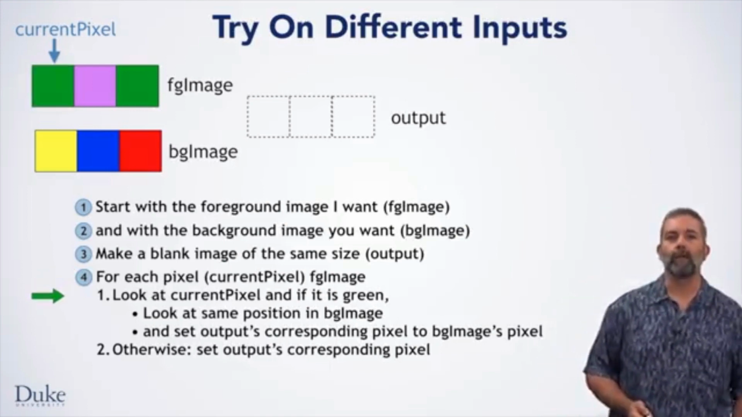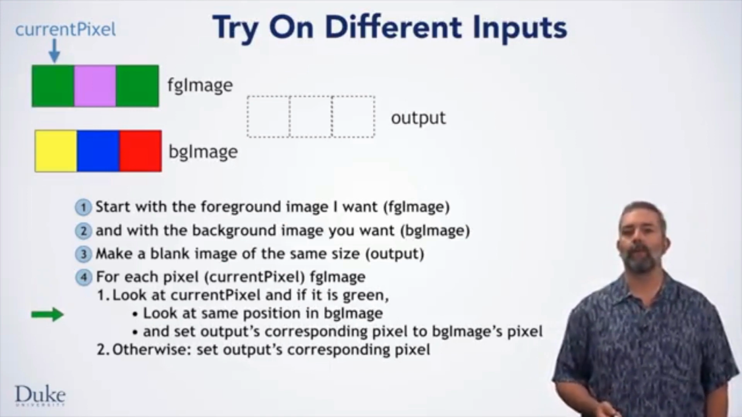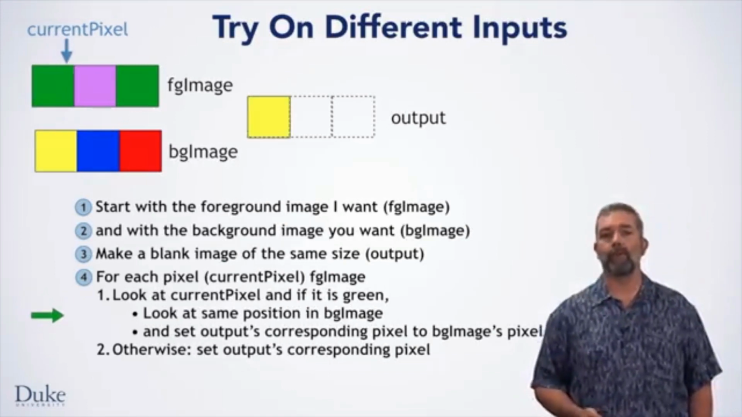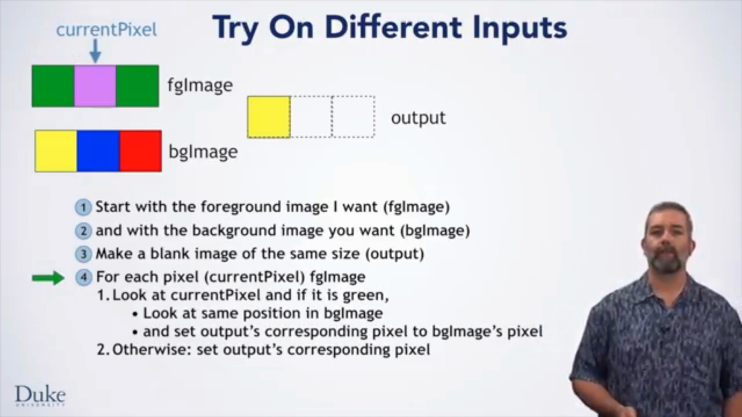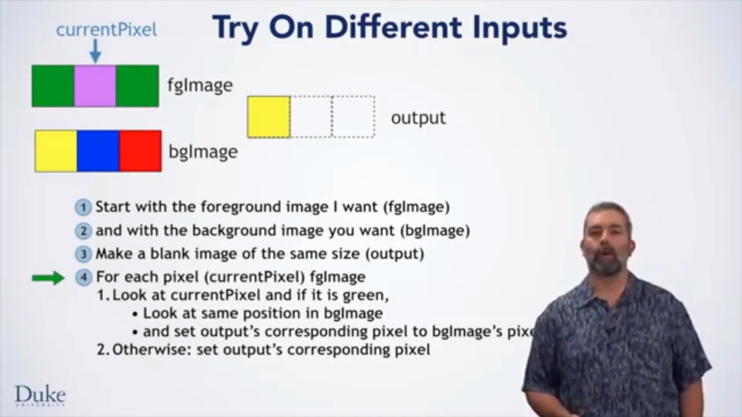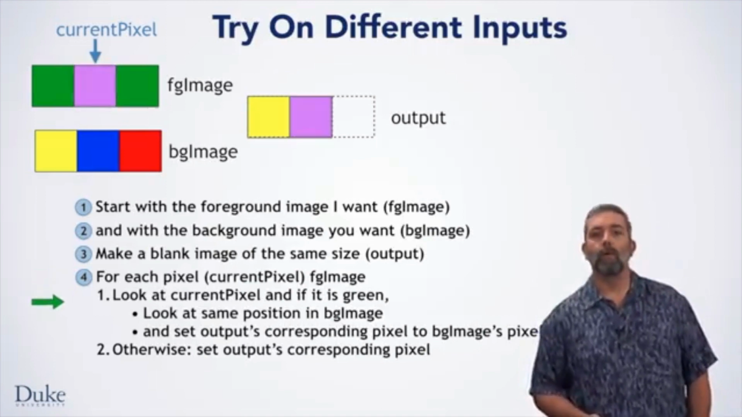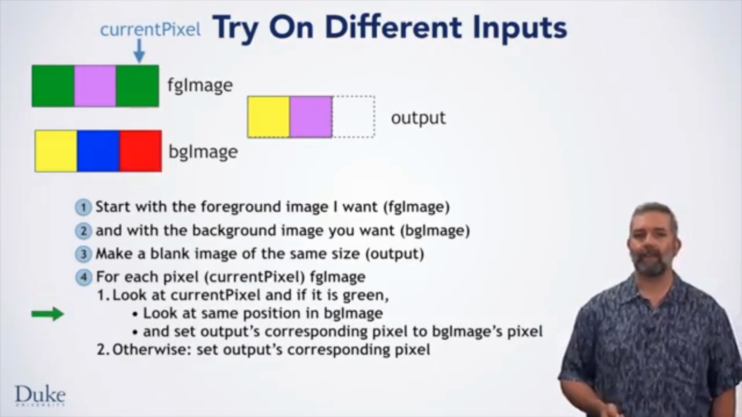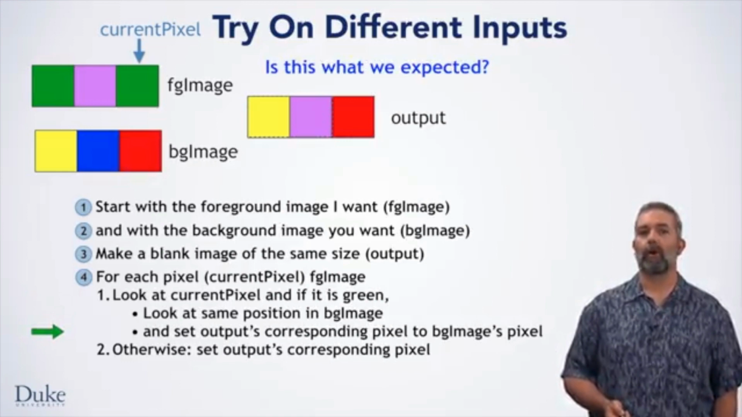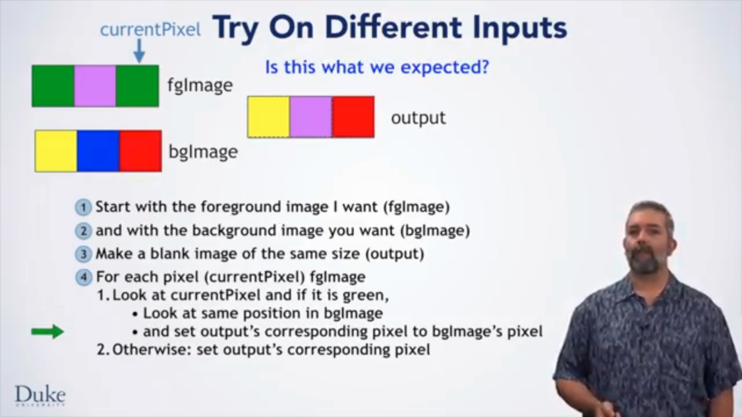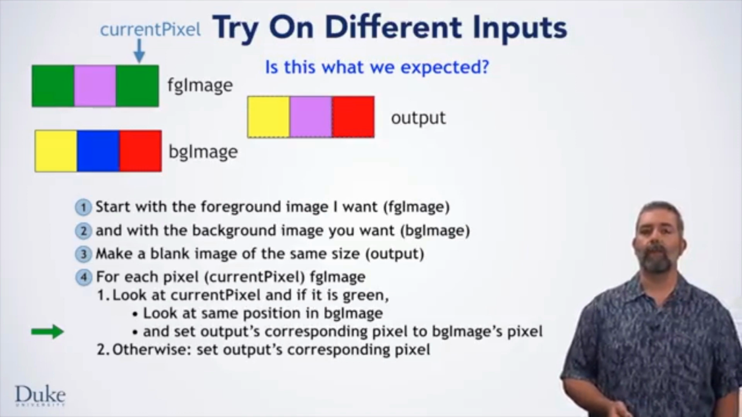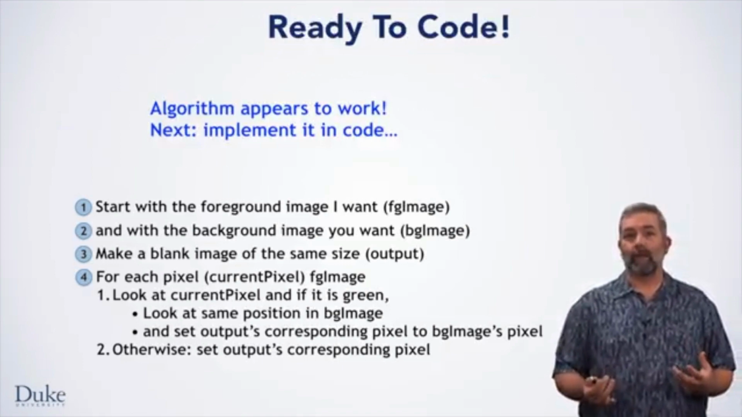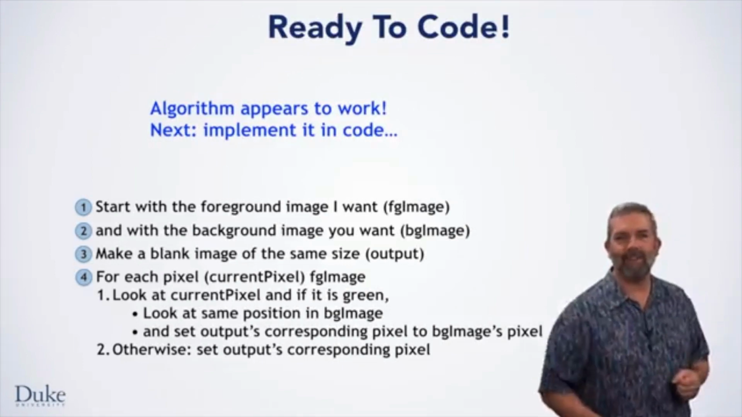This first pixel is green, so the algorithm says to look at the same pixel in the background image, which is yellow, and make the same pixel in the output image also yellow. Those are all the steps for that pixel, so now the algorithm says to go to the next one and repeat the process. We will continue to follow these steps exactly as they are written until we finish all of them. At this point, we want to see if the image came out as expected. In this case, the output was right. Since our algorithm appears to work, it's time to write the code.